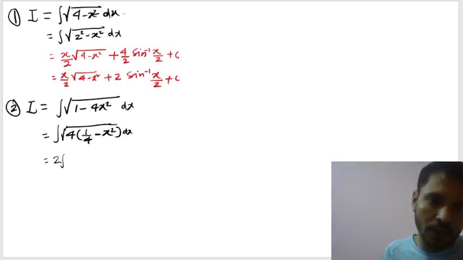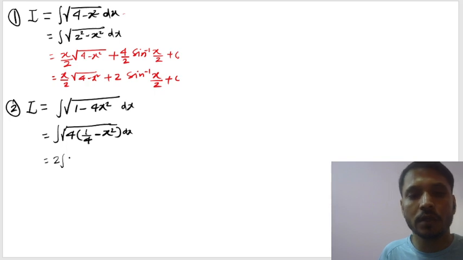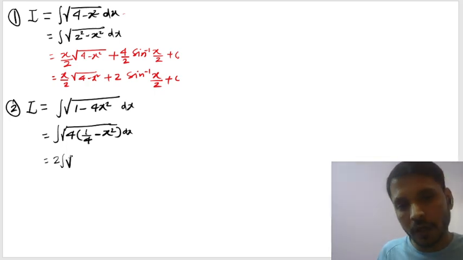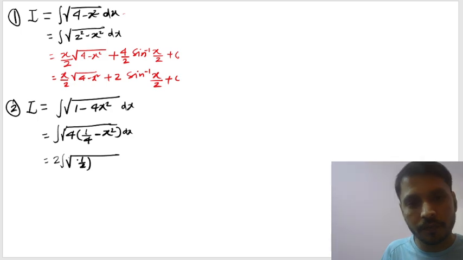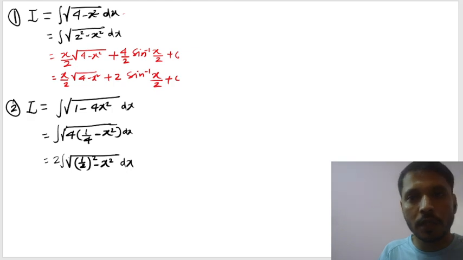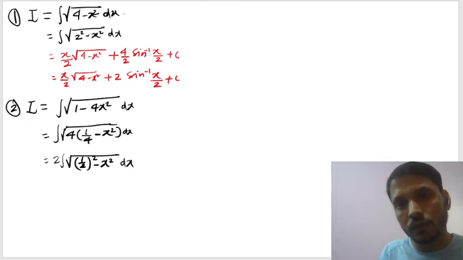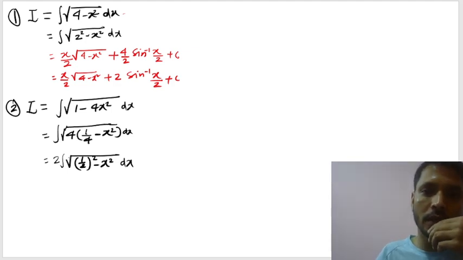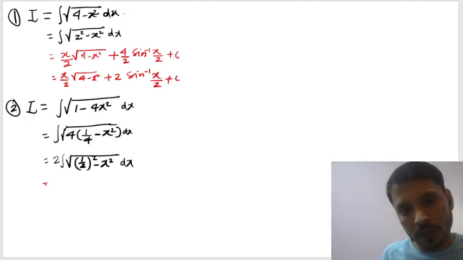So here it will become integration of 2, and since it is a constant we can take it outside also, and inside the root 1 by 4 we can write as 1 by 2 whole square. 1 by 2 whole square minus x square into dx. Now we can apply the formula. We can see here very clearly it is again the same type of formula, that is a square minus x square. So according to that, this 2 will be first of all outside.